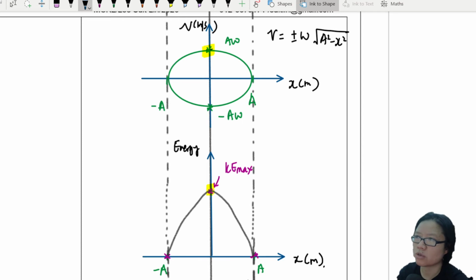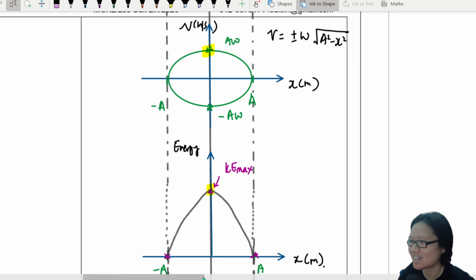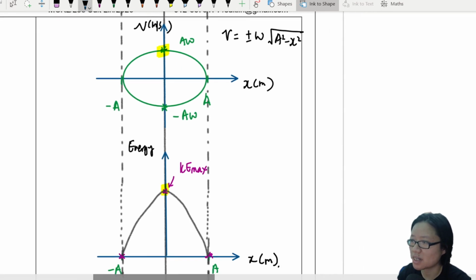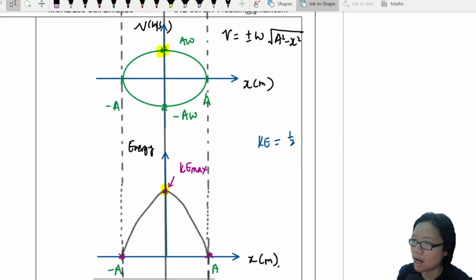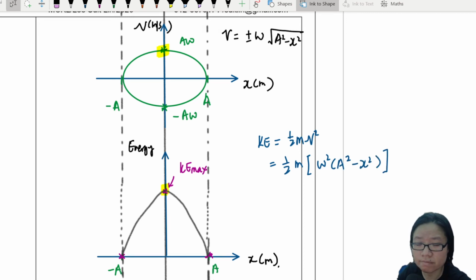Now you may be thinking, teacher, does this one have an equation? Well, you have the equation for v. So now finding the equation of kinetic energy is easy. To find kinetic energy, we take half m v square. So we have the v square, right? Looking at the equation here, I'm going to square the whole thing: omega square, a square minus x square. So from here, I will get half m omega square a square minus half m omega square x square.